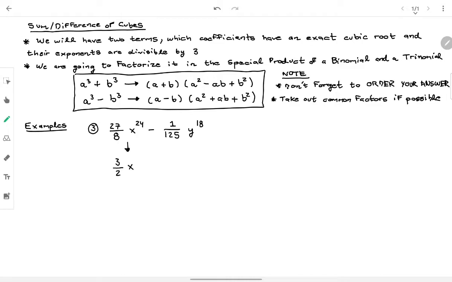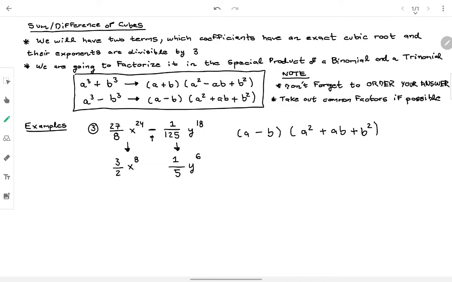And in the case of the letter x to the 24, 24 divided by 3 is going to be 8. The other one is going to be 1 times 1 times 1, which is 1. 5 times 5 times 5 is 125. And in the case of y to the 18, 18 divided by 3 is going to be 6. So in this case, we got a negative sign here. So the structure we need is going to be a minus b, that multiplies a squared plus ab plus b squared.